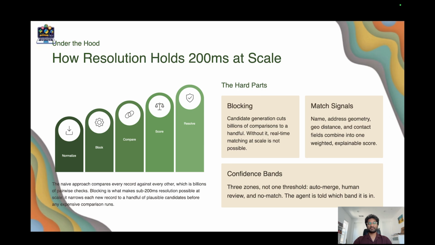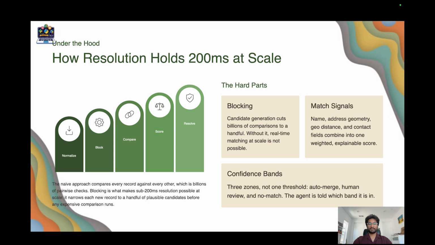The trick that makes it possible is blocking. Before any expensive comparison, you generate a small candidate set: the handful of records this one could plausibly match, using cheap blocking keys. You turn a billion comparisons into about 5. Blocking is the unglamorous thing that makes real-time resolution physically possible. And it is the part most teams skip.